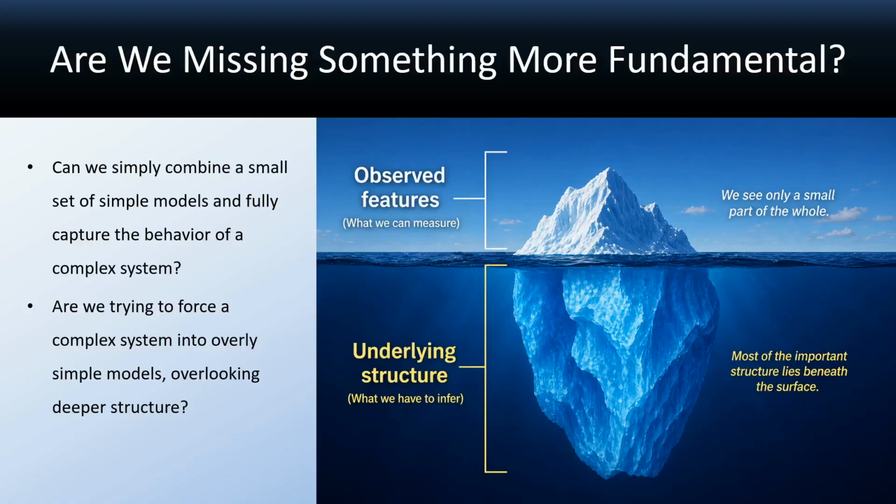At this point, we have multiple ideas that explain different parts of the system. Dark matter helps with rotation. Modified gravity adjusts the force. Density waves describe the structure. But can we simply combine a small set of simple models and fully capture the behavior of a complex system? It may be worth asking a different kind of question. Are we trying to force a complex system into overly simple models, and in doing so, overlooking deeper structure that might better explain what we can observe?